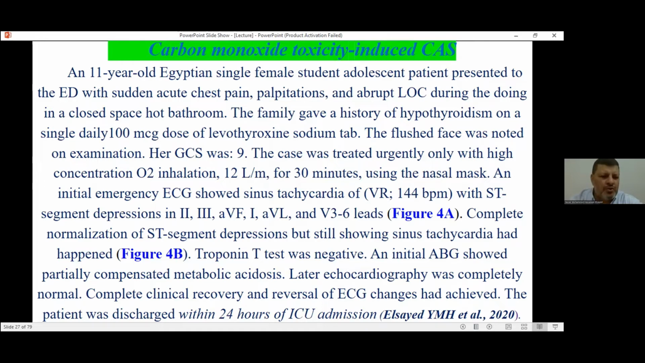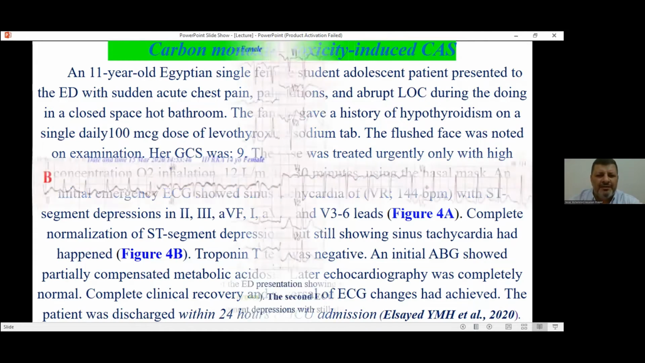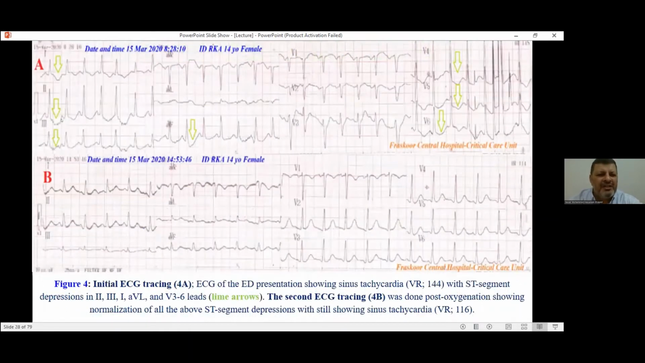A flushed face was also noted on examination. GCS was 9. The case was treated with high concentration oxygen inhalation, 12 liters for about 30 minutes using a nasal mask. The initial emergency ECG, as you see, shows ST depression in leads 1, 2, and 3, V4, 5, 6, and aVF. After oxygenation, the ST segment depressions are nearly reversed.